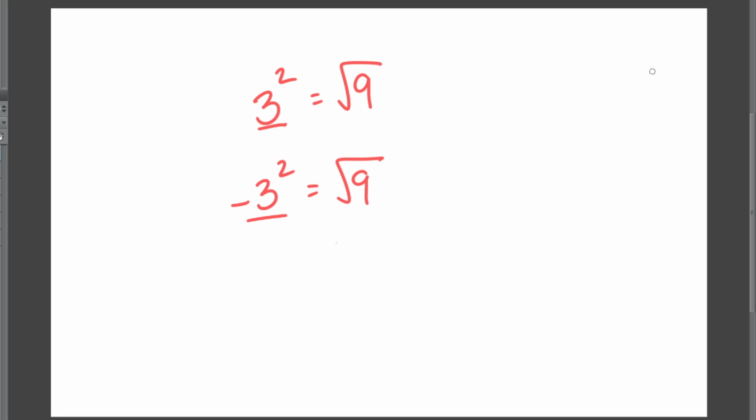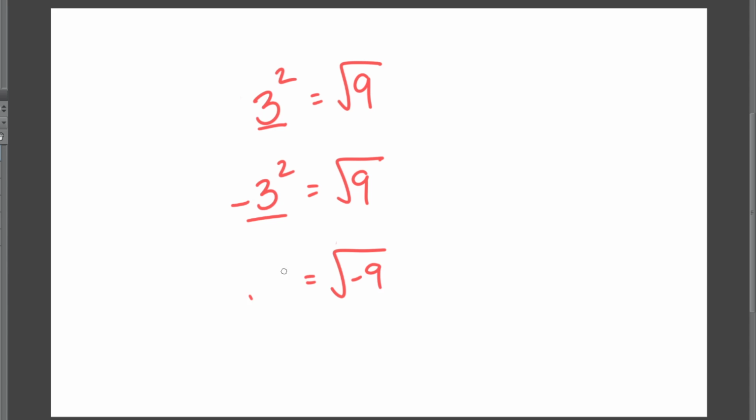Imaginary numbers are based off of exponents. For example, if I have 3 squared and -3 squared, cool? 3 times 3 is going to give me 9. -3 times -3 is still going to give me +9. So the square root of 9 is equal to 3, and the square root of 9 is also equal to -3. But what about the square root of -9?